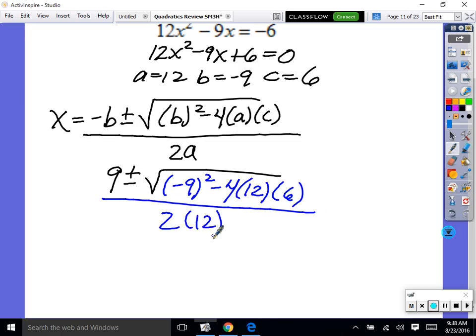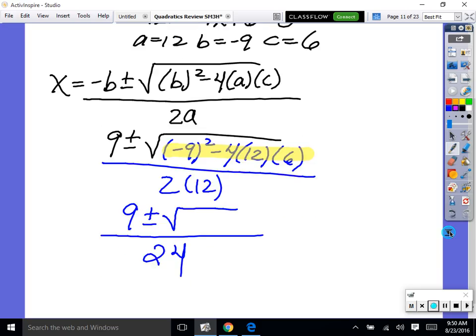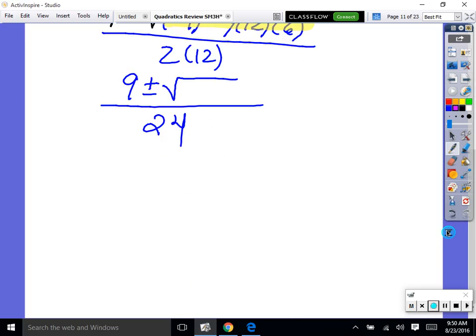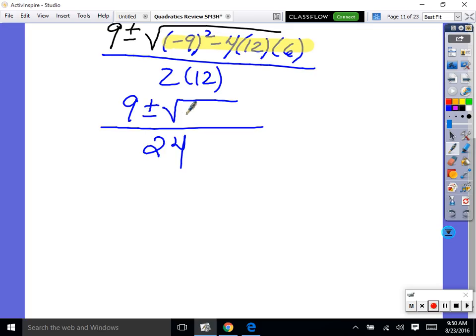I'm going to simplify again. Somebody go calculate underneath the square root for me. 9 plus or minus what's under the square root. Let's all calculate it. Make sure when you type this into your calculator, you use parentheses. What is it? Negative 207. Negative 207.